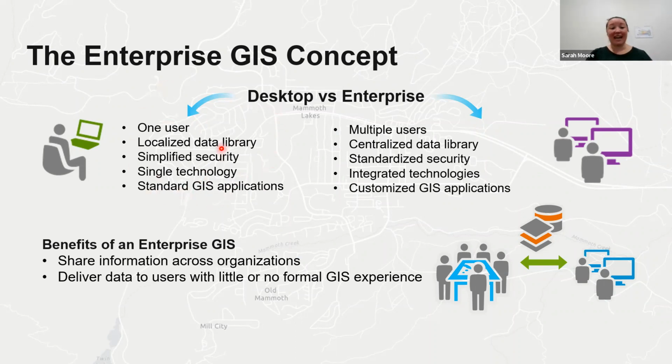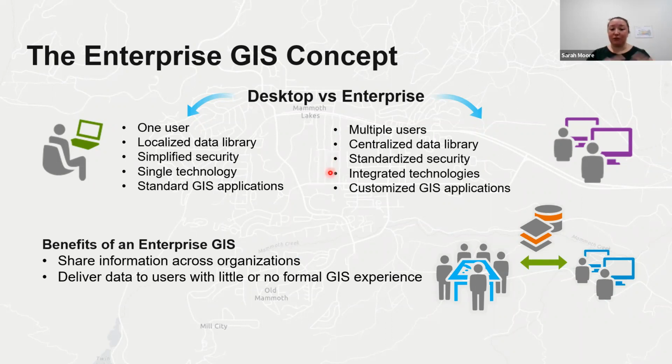Generally speaking, this is not how any of us work. None of us work in a vacuum. So we have this enterprise concept over here, which means multiple users touching the same data at the same time. And we need for that to be able to happen without people getting in each other's way. The data library is centralized so that everybody can get access to it. We need to standardize security to make sure that, yes, we can access it, but we can only access the things we need to access. Sensitive data is protected, that kind of thing.